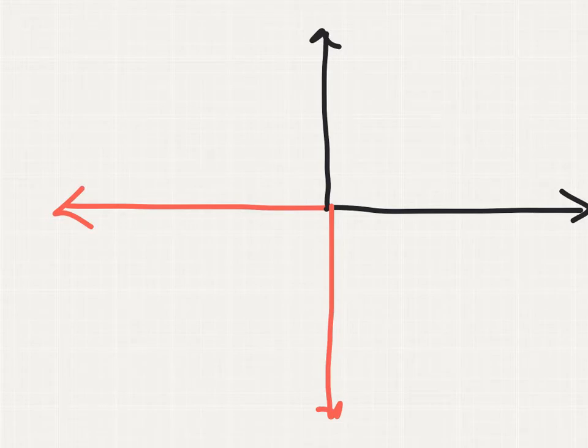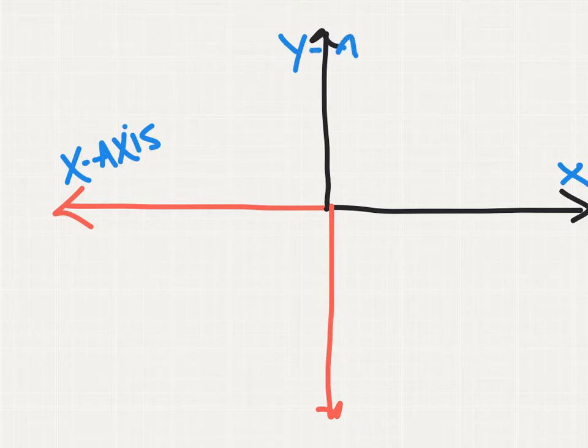The horizontal number line is known as the x-axis. The vertical number line is known as the y-axis. Where these two number lines intersect is called the origin.